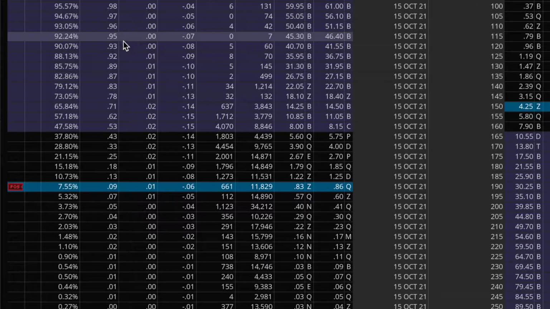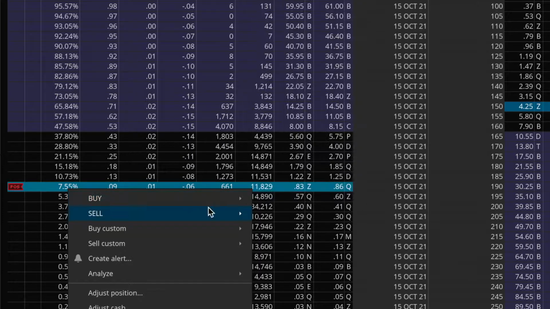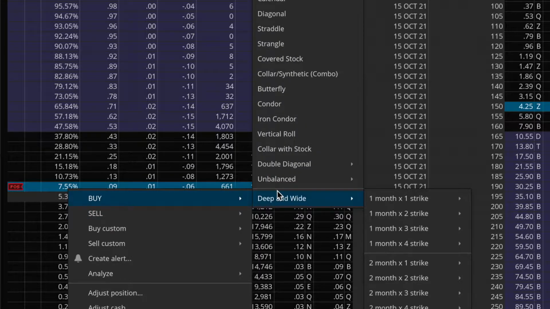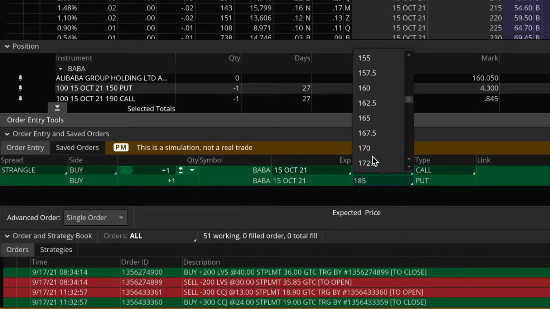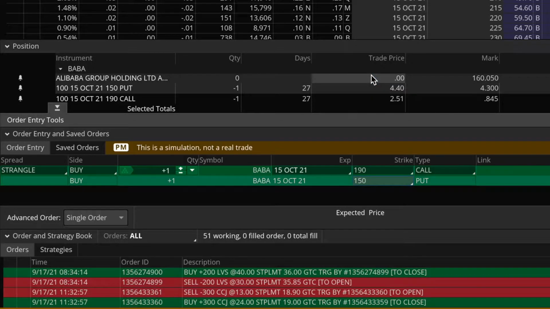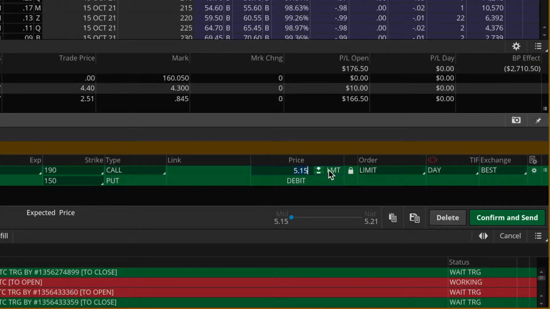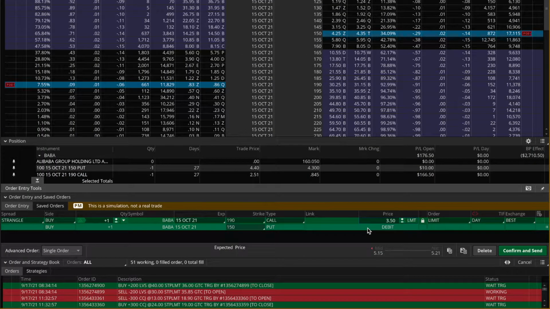In this case, I can just go down to my 190 strike call option, right click, and go to buy, because again, I want to buy these options back to close this trade. Then I can go to strangle, and that brings up the order down here to buy it back. So as you can see, buy one contract, 190 strike call, and then buy one contract, the 150 strike put option. There we go. Over here with the limit price, I can just set the price at which I want to buy back this entire position, which as I explained earlier is $350, or $3.50 on a per share basis. Again, keep in mind, these option contracts are tied to 100 shares each.